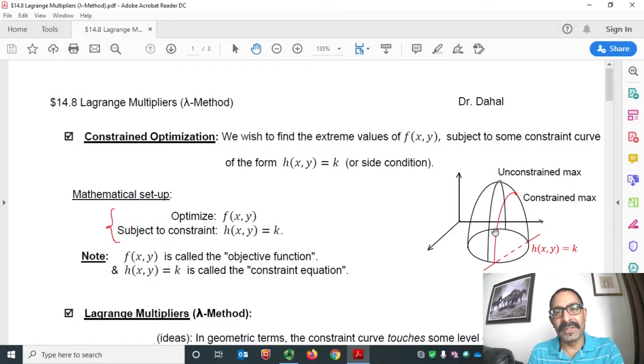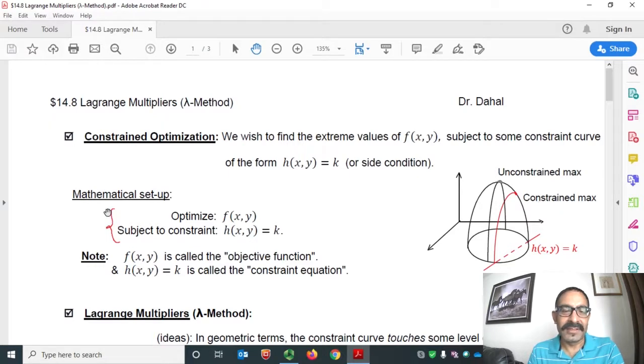So for example, in the diagram here, we have the upside down paraboloid. The maximum lies here, which is the unconstrained maximum. But if we restrict the domain of x and y to come from this curve, then its maximum lies here. So the unconstrained maximum and constrained maximum are different values.